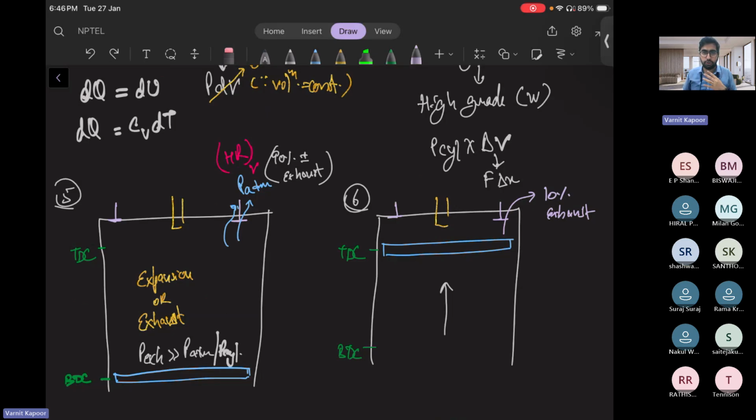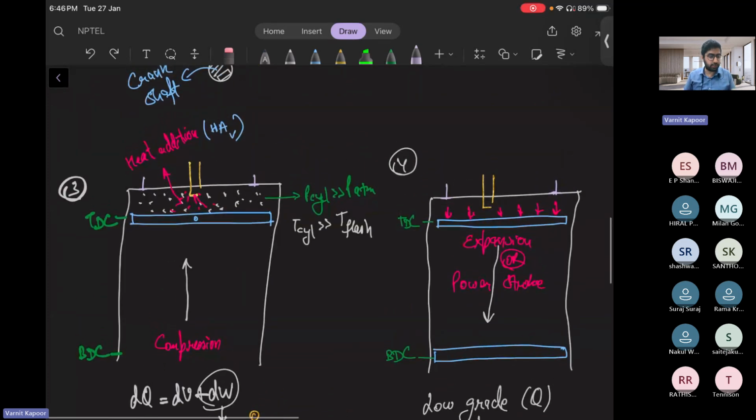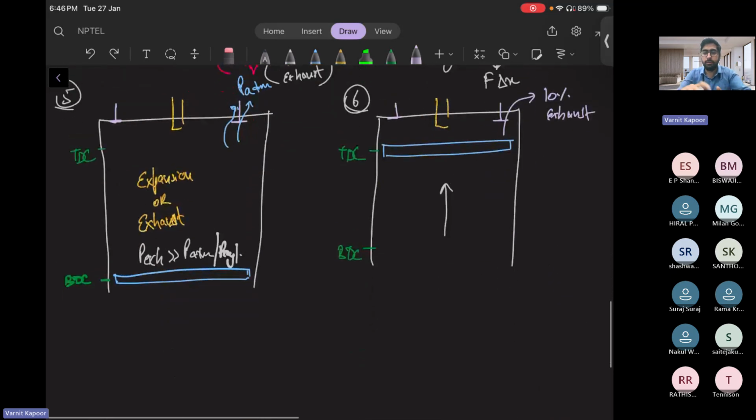So that means we have 4 strokes with us: suction stroke, compression stroke, power stroke, and exhaust stroke. So this is a 4-stroke device. That's the reason we say that it's a 4-stroke engine. Any doubts there? Please ask. I want you to ask me if you have any doubts.